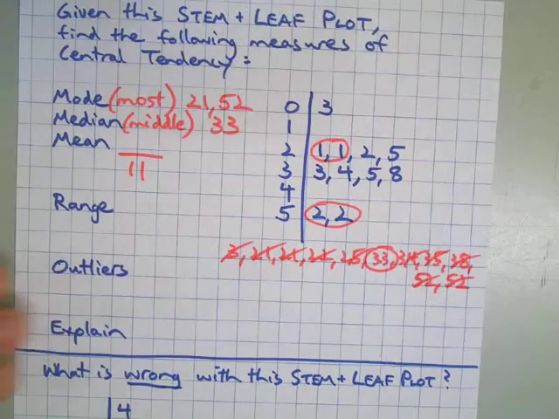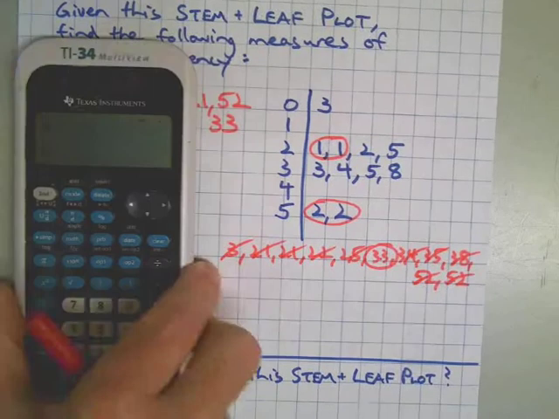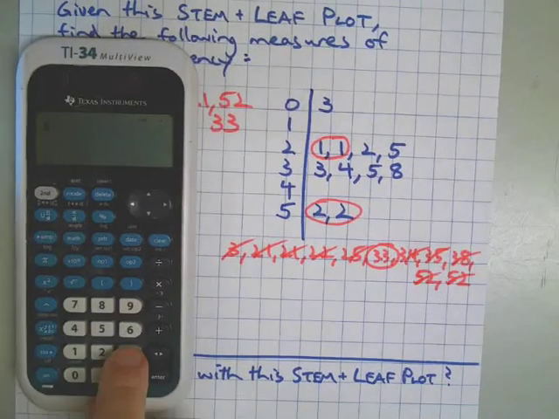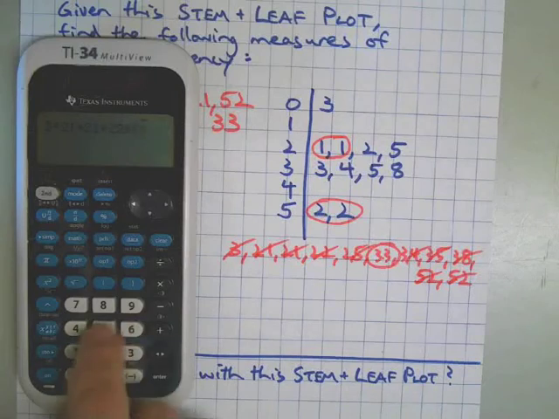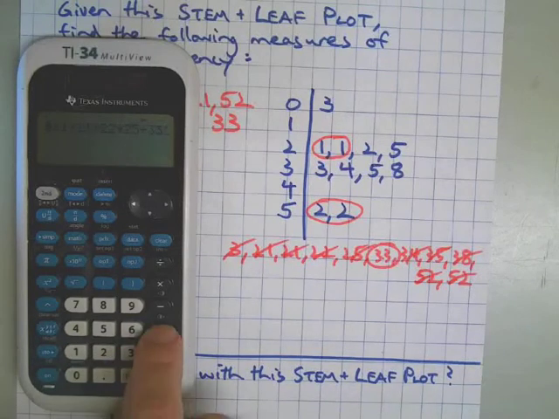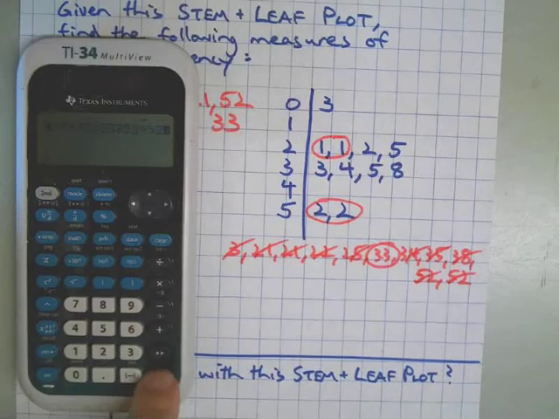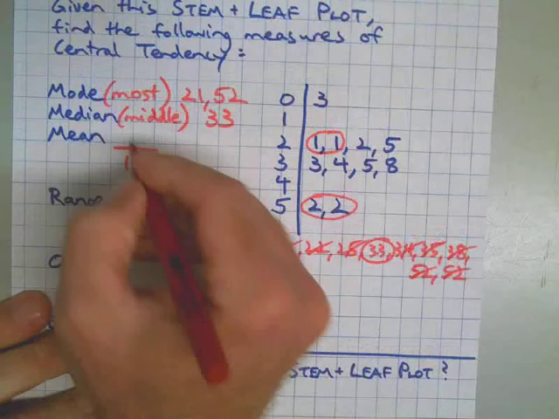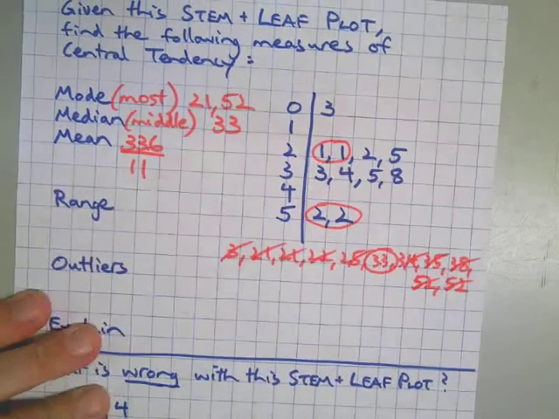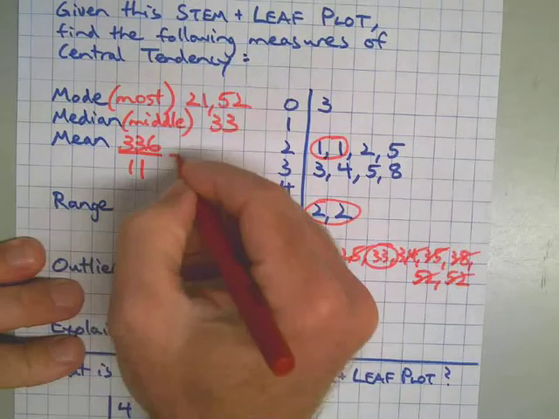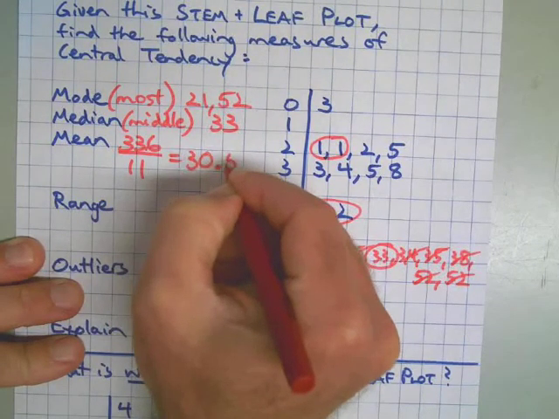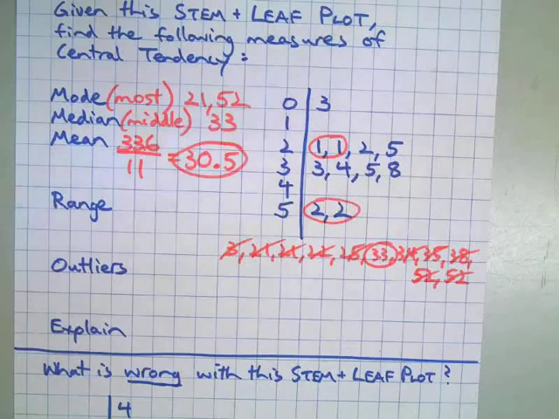Then I get out my handy dandy calculator, and we're just going to add these up quickly. 21, 21, 22, 25, 33, which is the median, 34, 35, 38, 52 twice, 336, and then I divide that by 11, and 30 and 5/10. That's the mean, the average. If these were test scores, that would be the class average for that test.